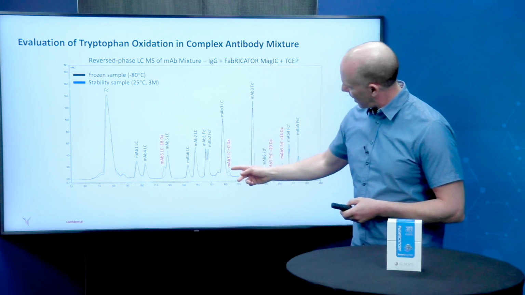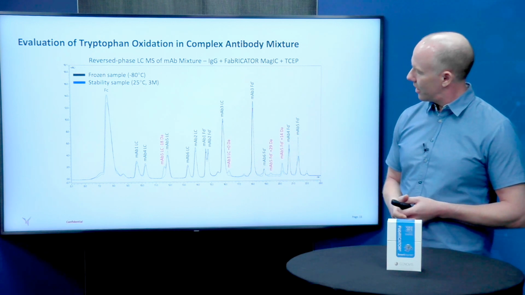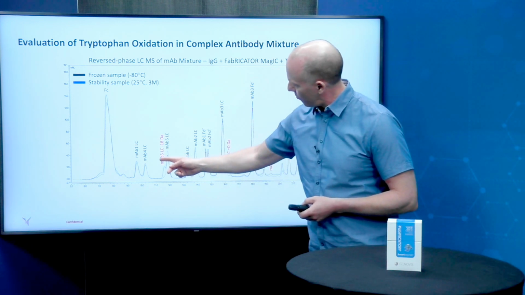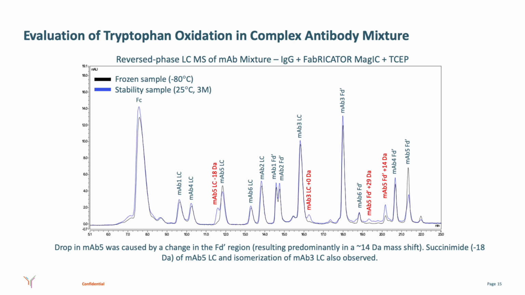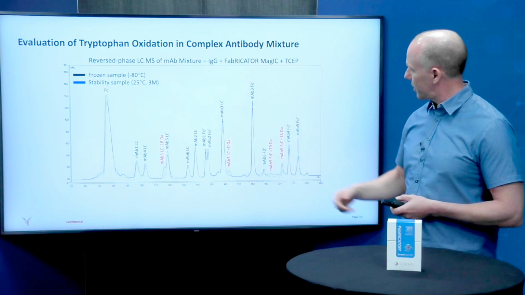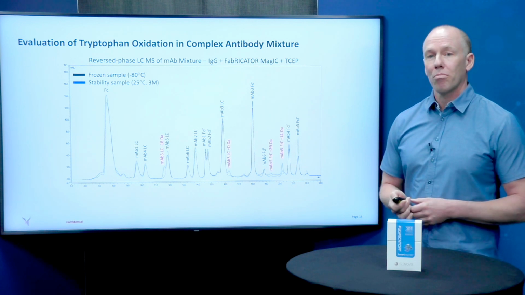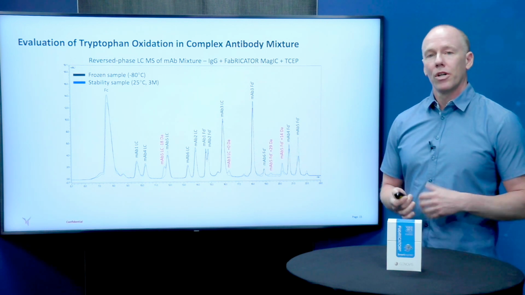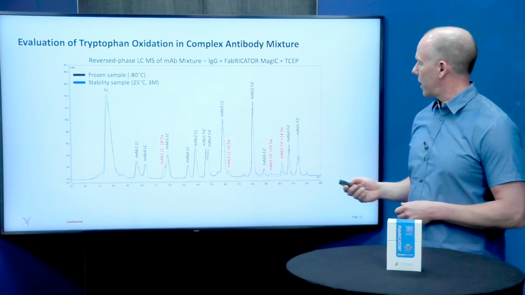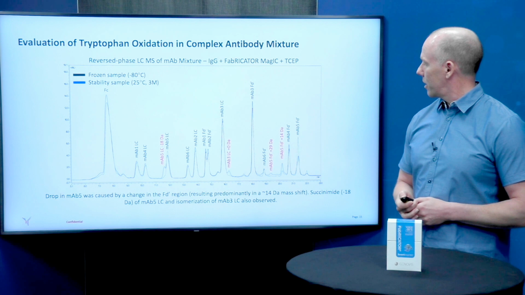We can see that there's an isomeric species for MAP3 light chain that increases. We see a succinimide form of MAP5 light chain. But really the main degradant responsible for the drop in MAP5 at the intact level is this oxidation that we see in the FD prime region. So a very powerful platform for pinpointing where your modification is taking place and what kind of modification you're dealing with.